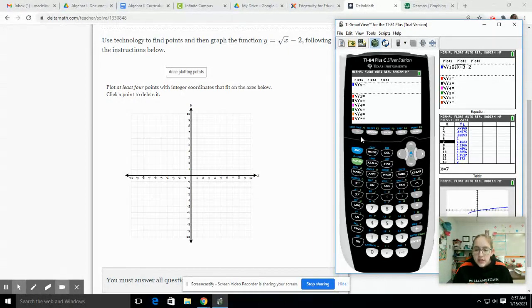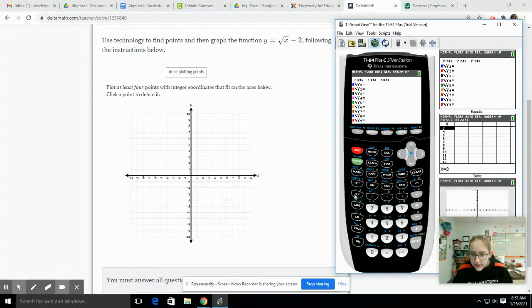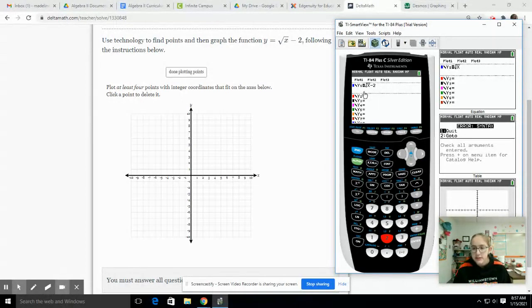So we want to use technology. If we're starting at the home screen, we're going to want to go to the y equals button up here. So right here where it says y1, we're going to type in what we see here. So we have the square root of x. Then we want to be outside the radical, minus 2. So this is our equation, and we're going to hit graph.